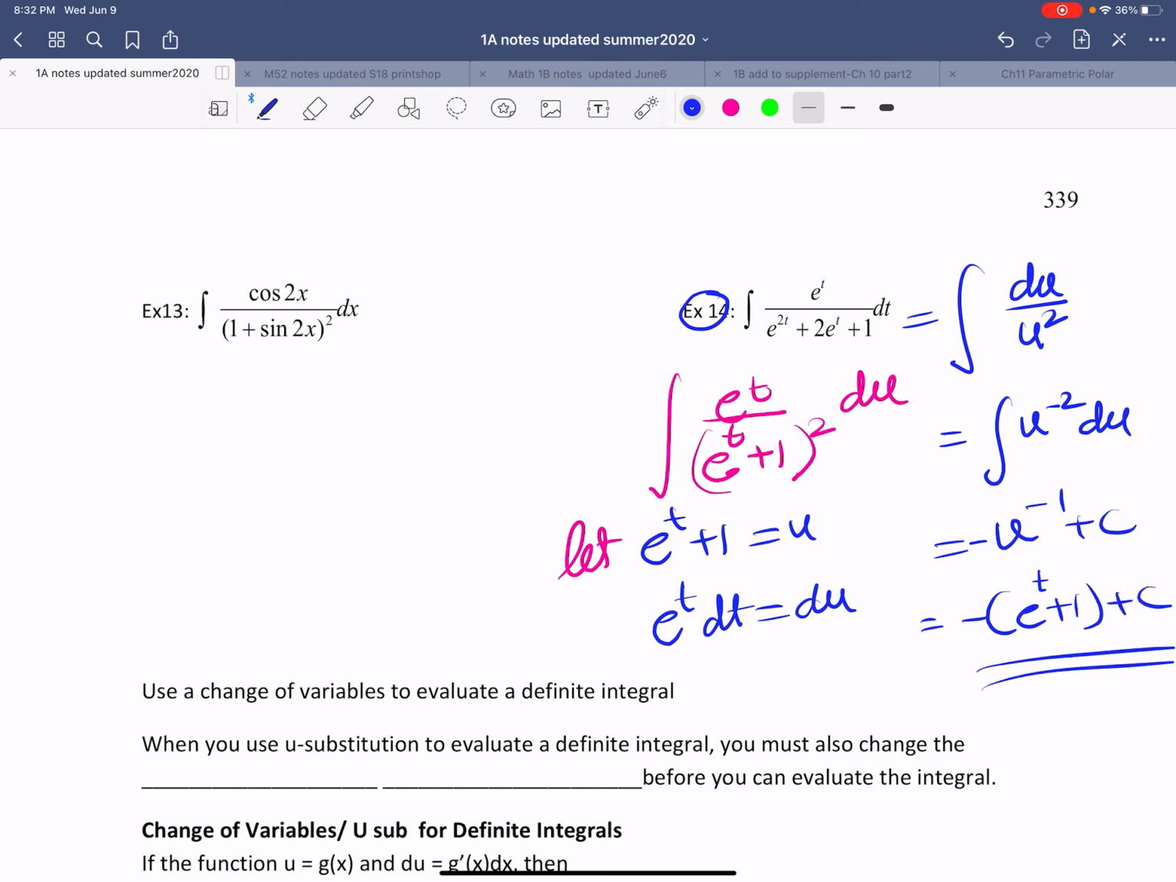Okay, that's what we would be left with. Actually, it is raised to the power negative 1 also, so don't forget that. If you want, you can write it as 1 over e to the power t plus 1 plus c. That's fine. Both of these answers are good.